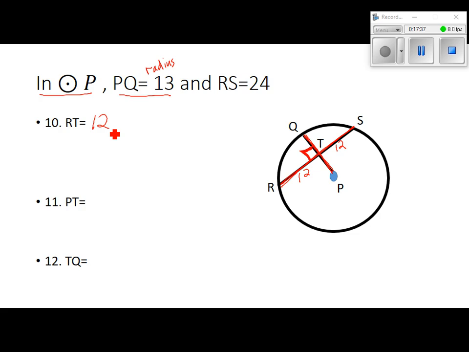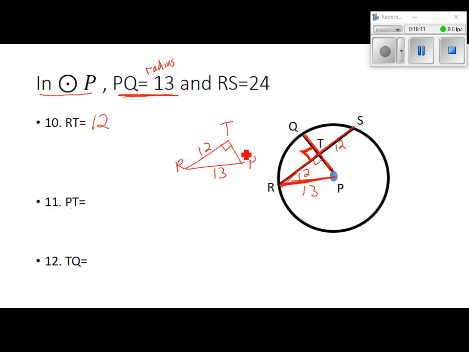Then the other thing that we can do, I'm going to draw in this. That's a radius to the circle, but it also forms a right triangle right there. And I know that that radius is 13. So now I have this right triangle. That's a right angle. This is T, this is R, this is P. This part right here is 12, this part's 13. And we want to find PT.